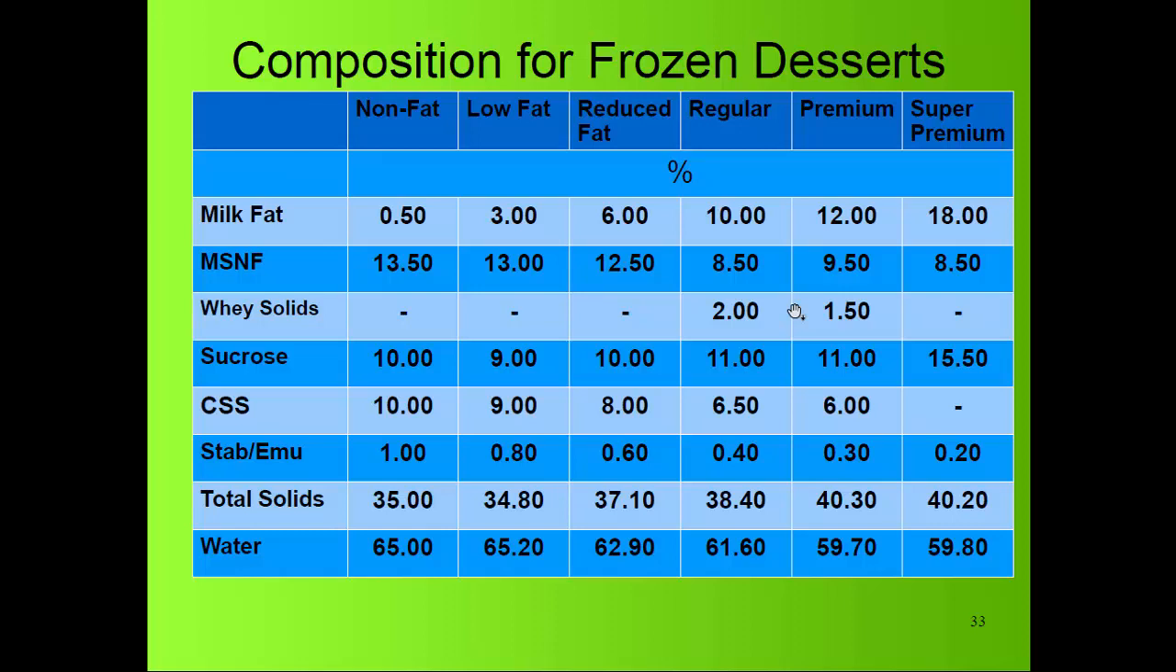If we look at milk solids, not fat, in order to get a good consistency, the less fat we put in, the more milk solids, not fat, we put in. So, for instance, in non fat, we have 0.5% fat. So we have 13% milk solids, not fat. If we go up to the premium end, we have 18% fat and only 8.5% milk solids, not fat.